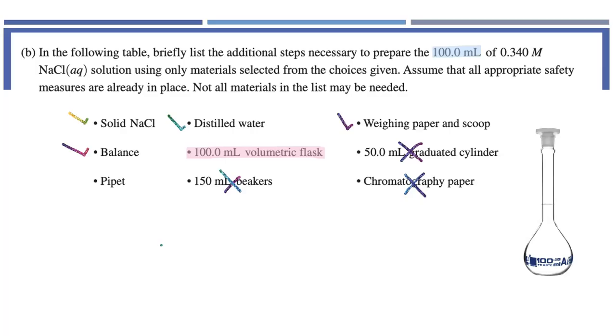And volumetric flasks are ideal for this kind of thing because the only measurement I can make is that line on the neck, which gives me 100.0 milliliters very, very precisely. This is the equipment that I want to use. The pipette, I'm not really sure how I would use it. I don't need it to do this, so I'm just not going to do anything with it.